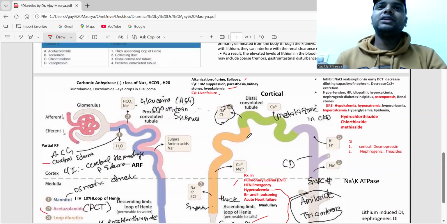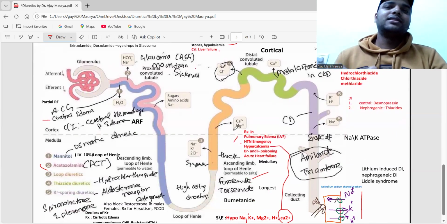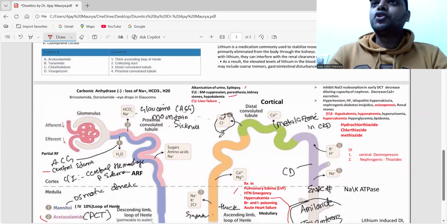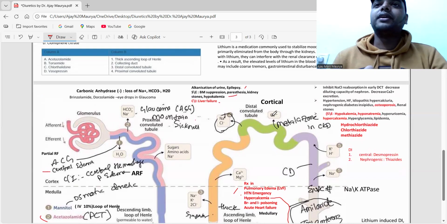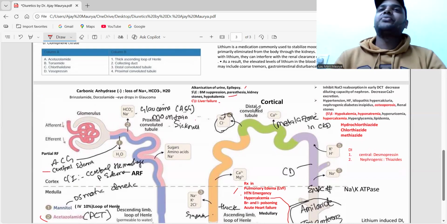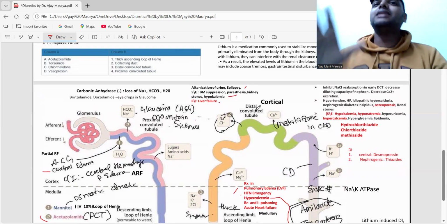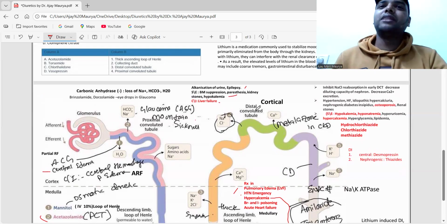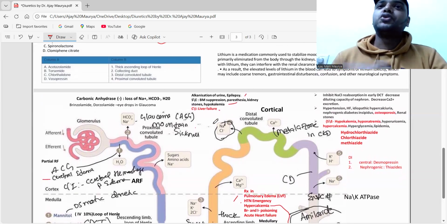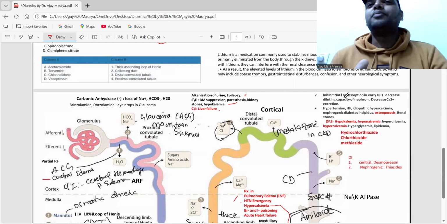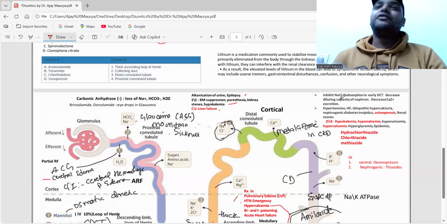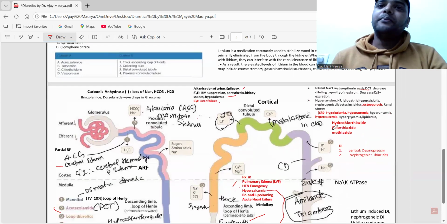Yes. Next one is the thiazide drugs. Thiazides, where do they act? At the early part of the what? Distal convoluted tubule, DCT. Early part of the DCT is where it acts. What will it block? It's going to block the sodium and chloride channels. So it's going to inhibit the sodium and chloride reabsorption at the early DCT.